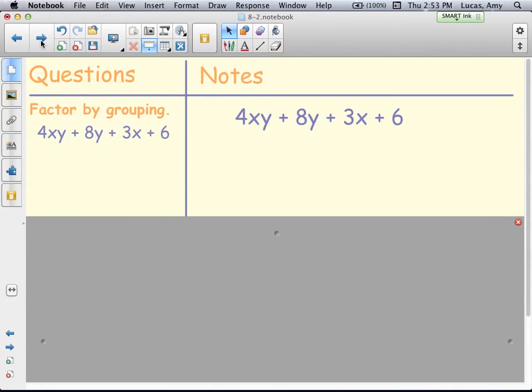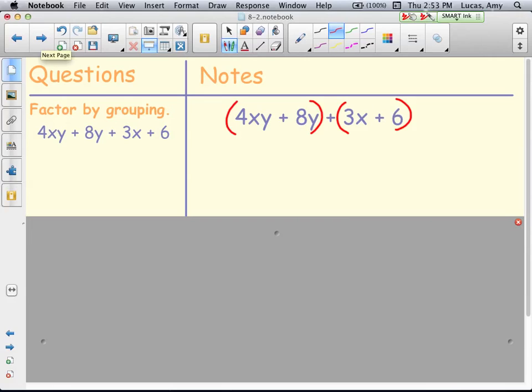Okay, now I'm going to teach you a different kind of factoring. This factoring is called factor by grouping. So what we're going to do is we're going to group together the first 2 terms and then the last 2 terms. And we're going to take their GCF out. So the first terms, I could divide out the 4 and a y. And that would leave me with x plus 2. My second set, I can only factor out a 3. That would leave me with x plus 2, because 3 times 2 is 6.